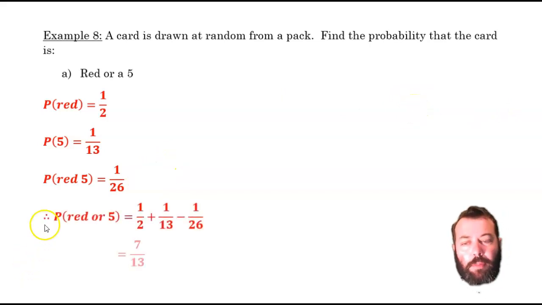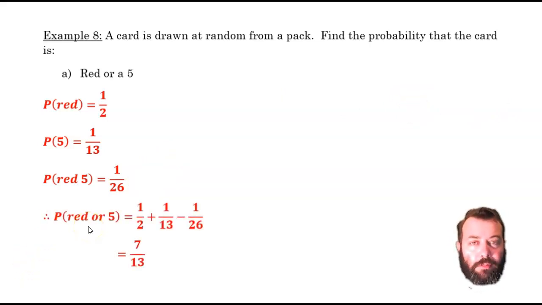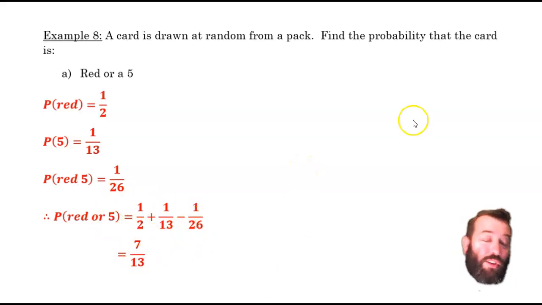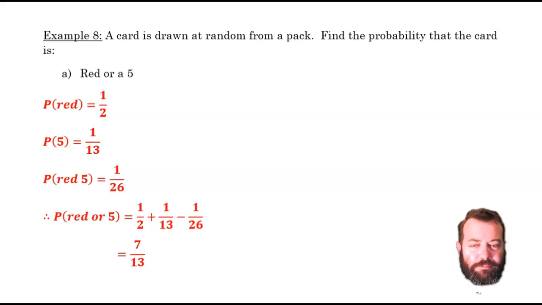That means that the probability of a red or a 5 is the probability of red plus the probability of 5 minus the probability of a red 5. When I complete that expression, I get 7 over 13. So that's the probability of drawing a red card or a 5. There is a 7 in 13 chance of doing so. And that makes sense, because we know we've got about a 1 in 2 chance of drawing a red card, and a 5 on top of that. Well, there's only 2 extra cards we're adding to that, so it's a little bit more than a 1 in 2 chance.